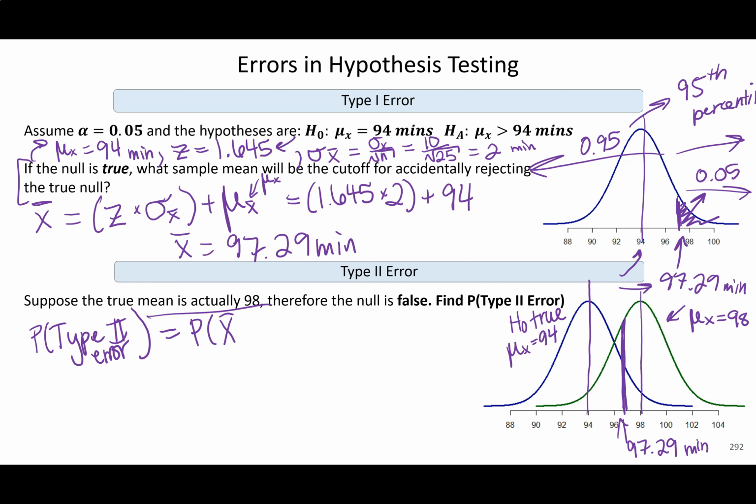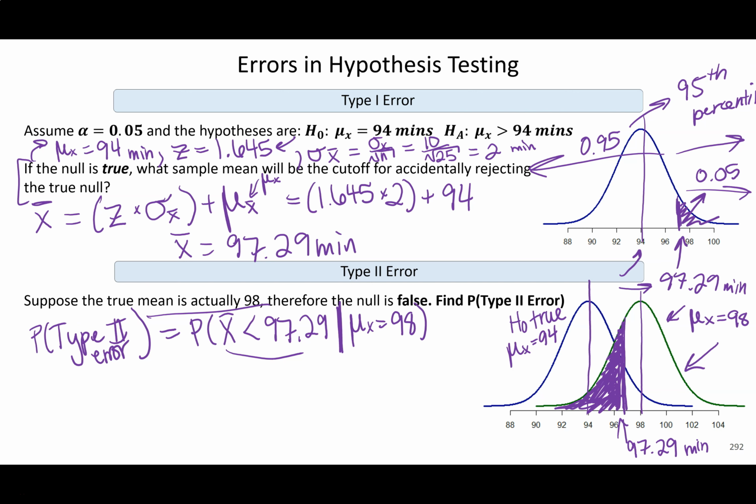And note, this is a little screwy. We don't hand calculate these types of errors as often. Less than the 97.29 given, and I'm just going to write this here, mu is actually equal to 98. So I am saying, hey, we're focusing on the green one. The green one's the one that's true. What's the probability that x bar is less than that? We're trying to find this area here. That's what it comes down to.